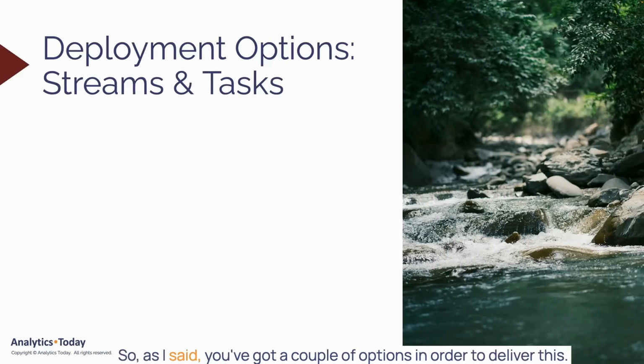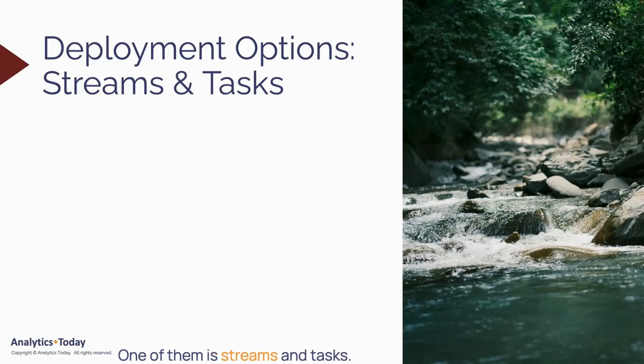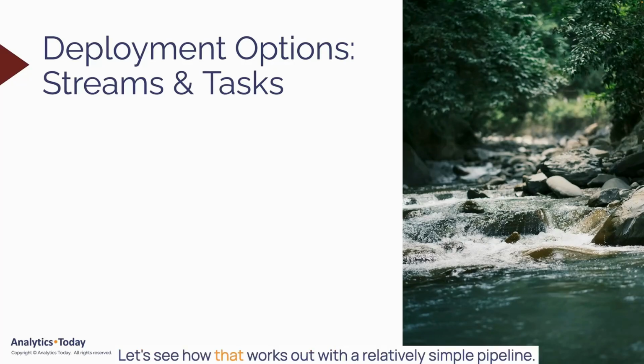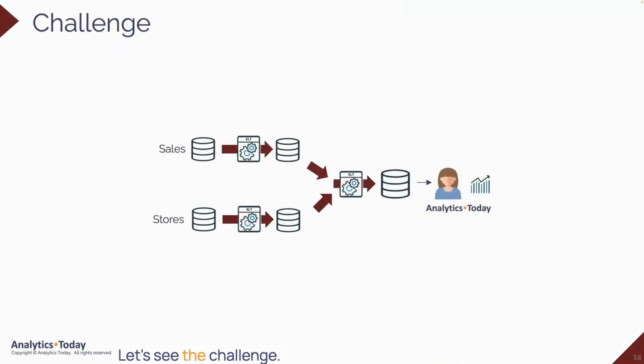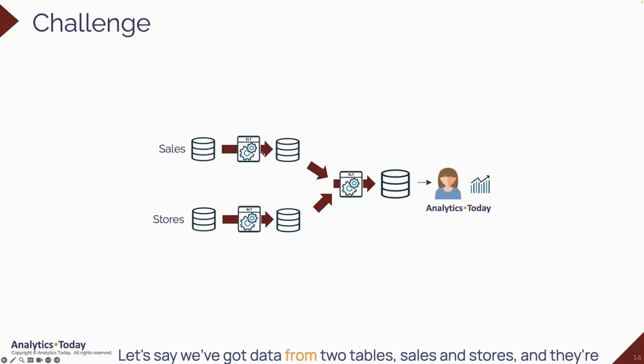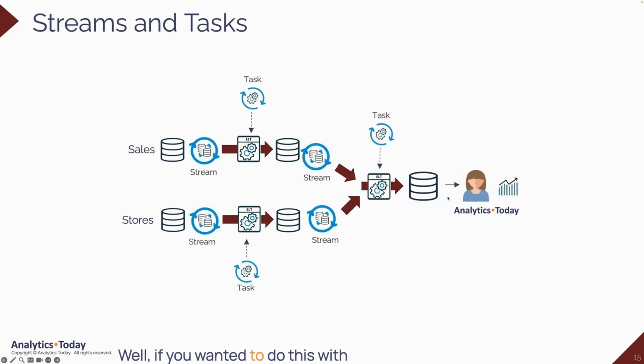So, as I said, you've got a couple of options in order to deliver this. One of them is streams and tasks. Let's see how that works out with a relatively simple pipeline. Let's see the challenge. Let's say we've got data from two tables, sales and stores, and they've both got to be cleaned and transformed into these tables. Then they've got to be aggregated and combined, ready for reporting. Well, if you wanted to do this with streams and tasks, it would look like this.